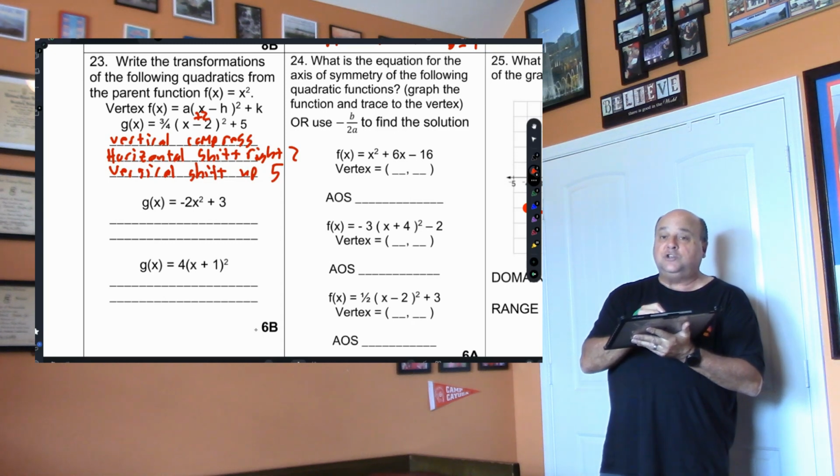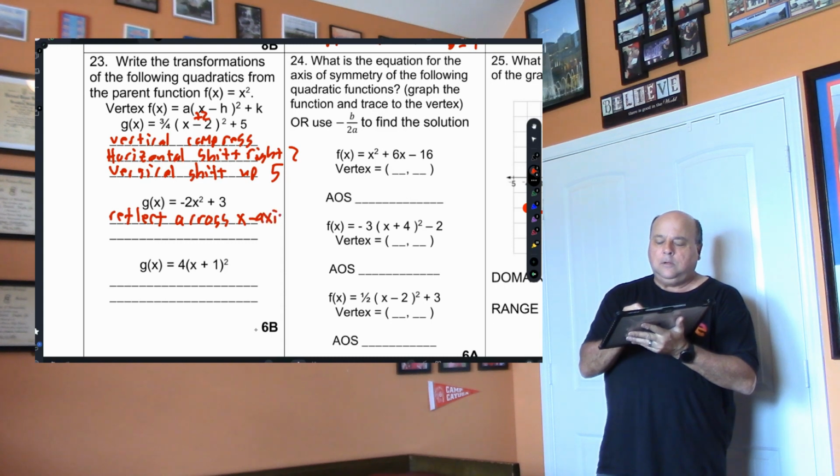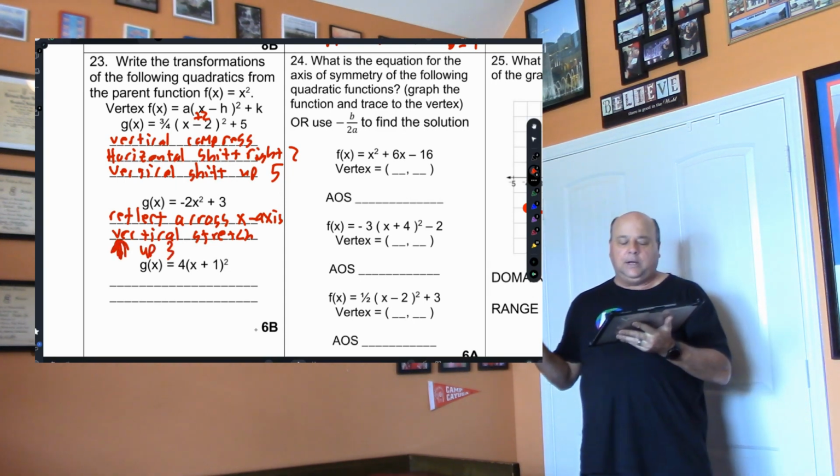On the next one, there's no parentheses. It does not move left to right. The negative reflects it across the x-axis. It flips it. The 2 vertically stretches it. And the 3 is going to move it up 3. So let's just put up 3. This is an arrow up. It would be a vertical shift up 3, okay?